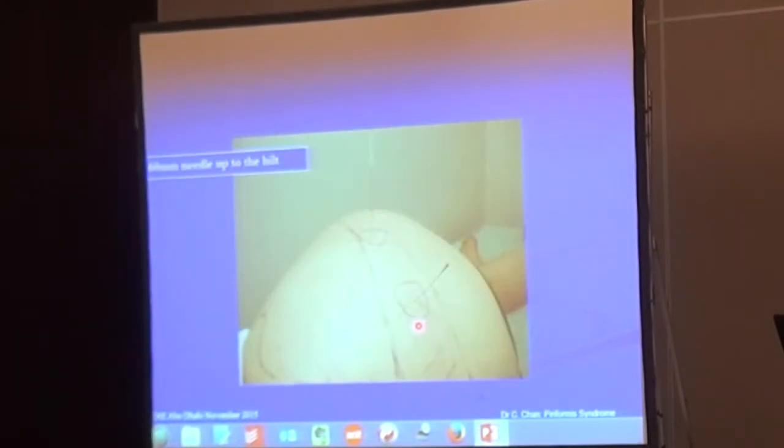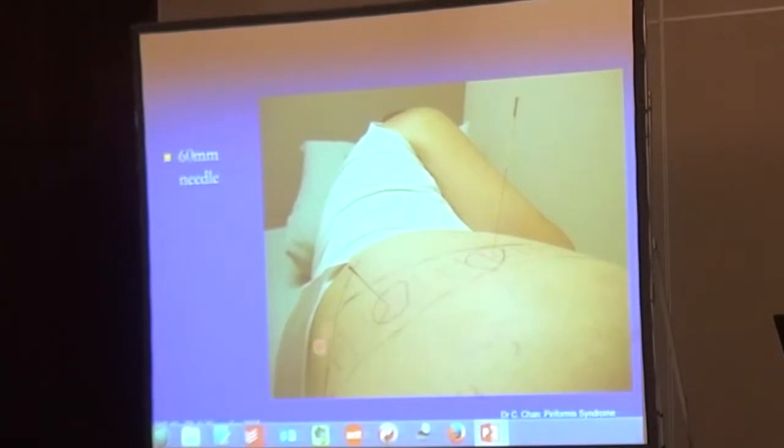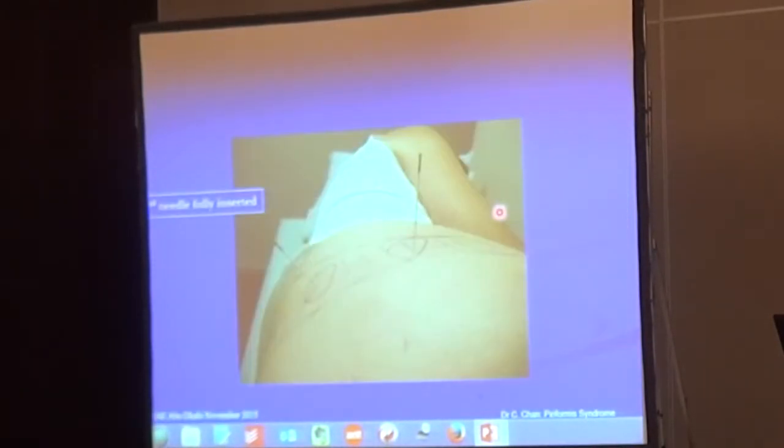And there they are, going in. That needle is in, that one is just under the skin. And there they are. Sometimes if your needle's long and the person's thin, you can actually hit bone. It never causes a problem, you just retract it a bit.